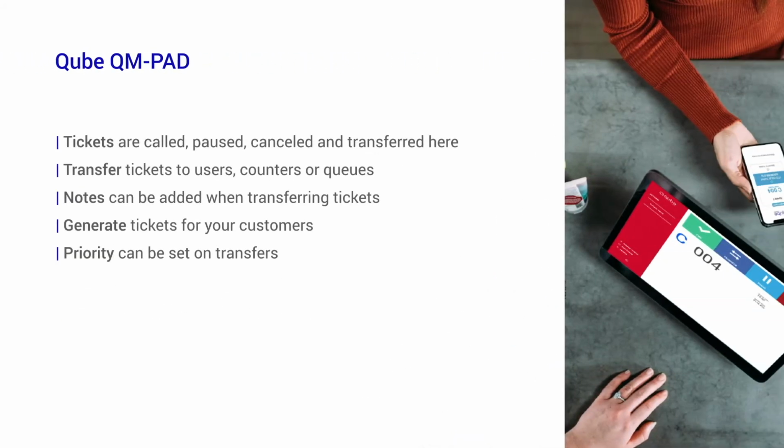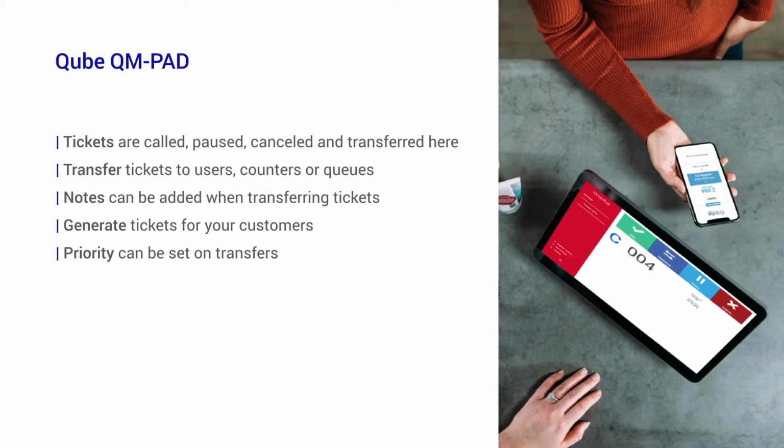Qube is the main tool that allows the staff to manage visitors' flow. It is possible to call, pause, cancel, and also transfer tickets to another counter, queue, or user.